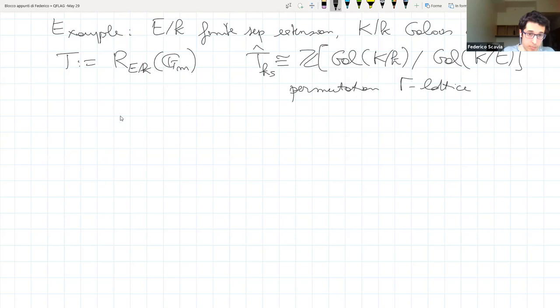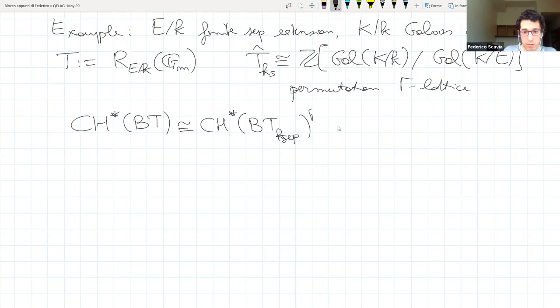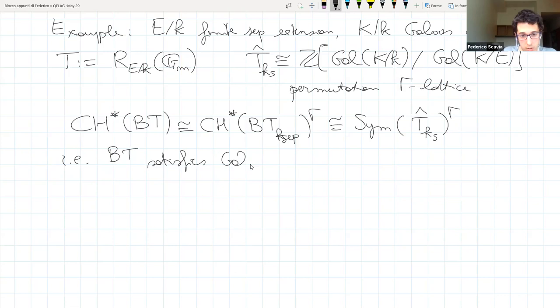And in this case, there's a nice answer for what the Chow ring is. So the Chow ring of BT is isomorphic to the Γ-invariants of the Chow ring of BT_{k^s}. And what I said in the second example, this is the symmetric algebra on the character lattice of T_{k^s}, take Γ-invariants. Okay, so this is as good as it gets for Chow rings or Chow groups, because this means that BT satisfies Galois descent for Chow groups. So this is the best possible scenario.